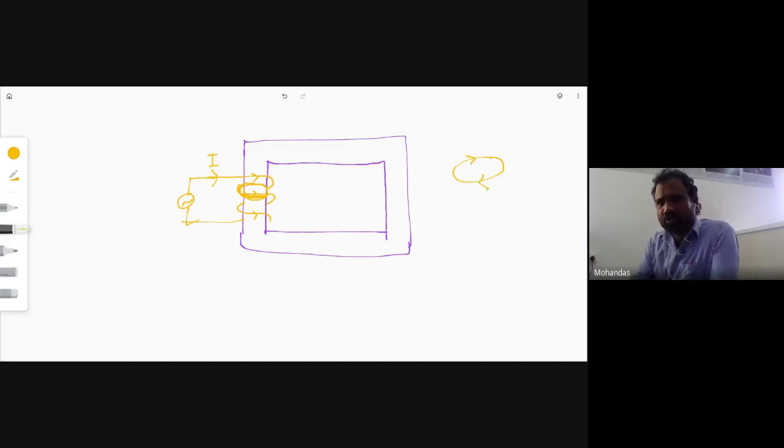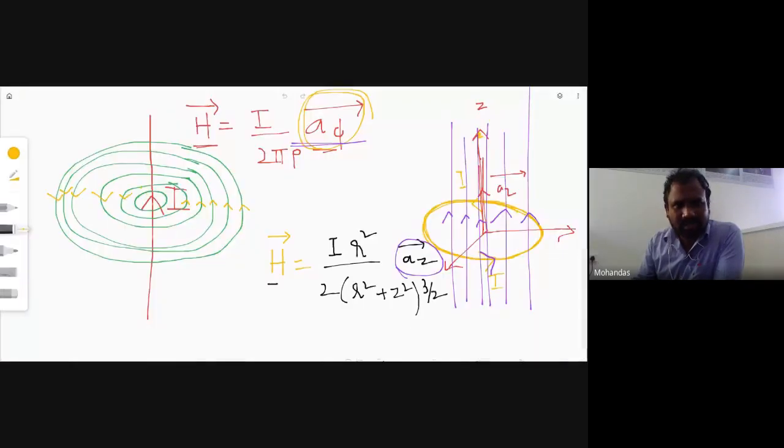Which rule do you have to use here? First case rule or second? First case rule means, see here. This is case 1, and this is case 2. Case 1 means the infinite straight conductor which carries a current I. In this case, the thumb points in the direction of the current, and the four fingers point in the direction of the magnetic field.